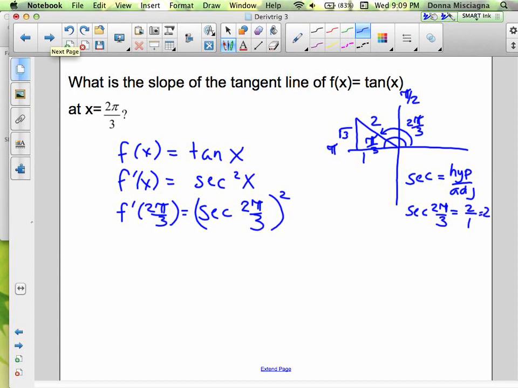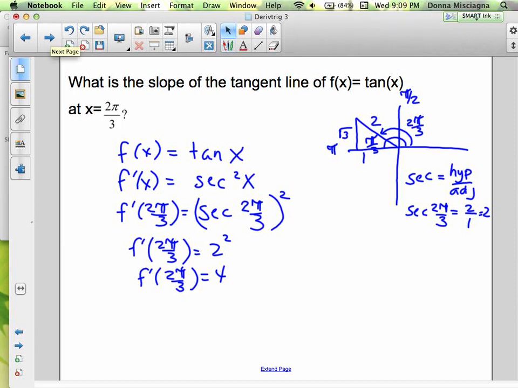So f prime of 2 pi thirds is just going to be 2 squared. How easy is that? So f prime of 2 pi thirds is 4. There we go. You evaluate the secant first and then square it. That's all there is to that one. Let's try another one.